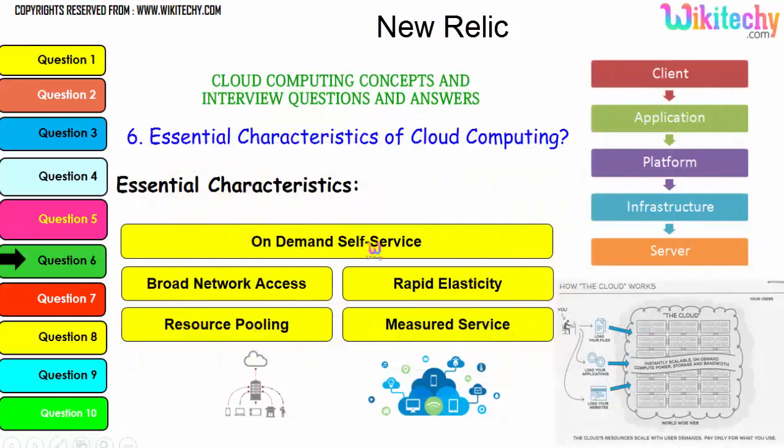And still further, on-demand self-service: on demand you are able to get the service. Broad network access: you get very wide network access. Rapid elasticity: you are able to increase and reduce it. Resource pooling: you are able to allocate how much resource you want. And measured service: it's kind of pay as you go. How much you use, pay for that. That's how the essential characteristics of cloud computing are.